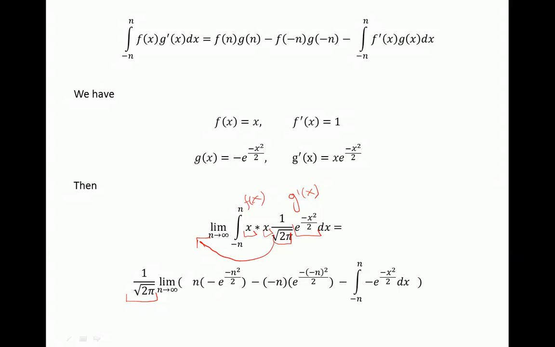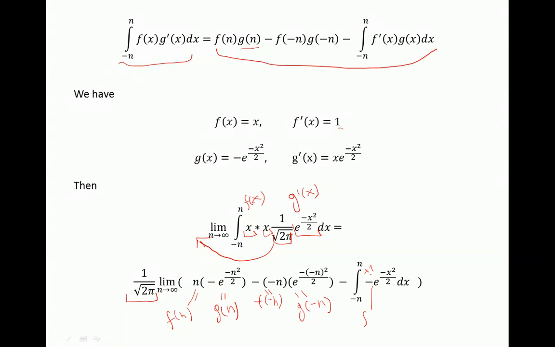And now we just write out the integral in terms of this expression. So our f of x is x, then f of n is n. Then g of x is minus e to the power minus x squared over 2, so g of n is minus e to the power of negative n squared over 2. And f of minus n is just minus n. And this is our g of minus n. And f prime of x is just 1, so here we have this times 1. So this is our f prime of x, and this is our g of x. We wrote out the integral this way because it will be easier to evaluate it in this form.